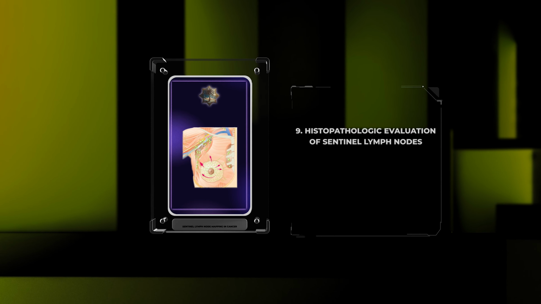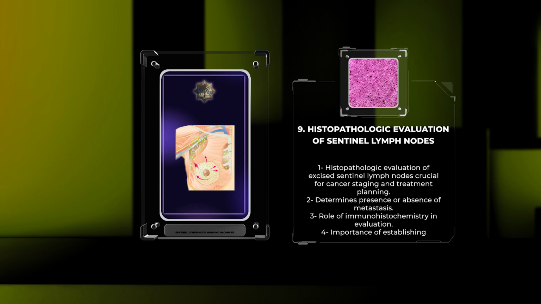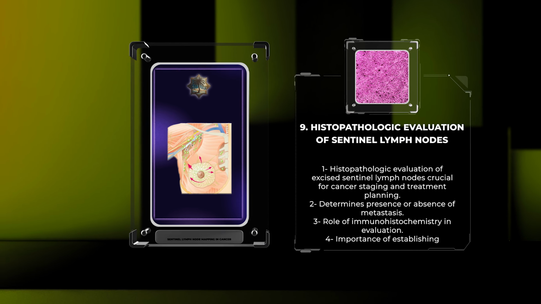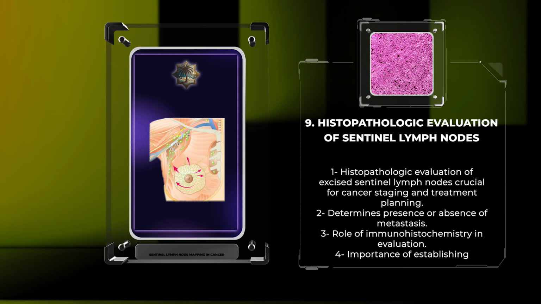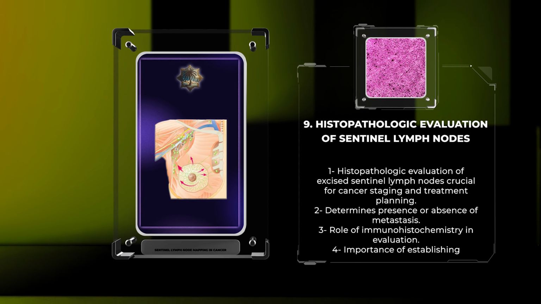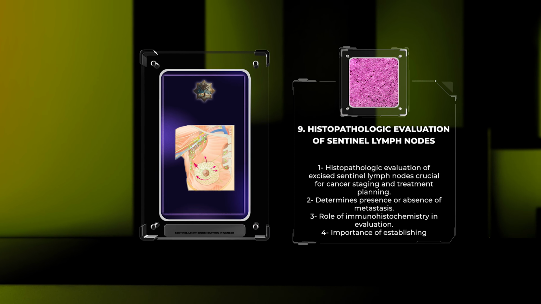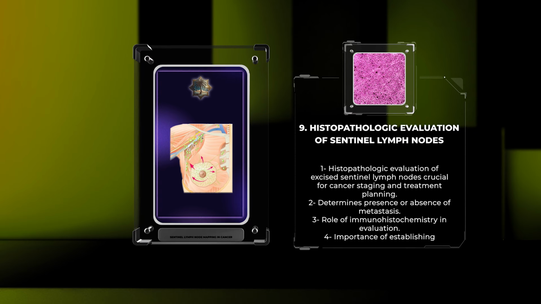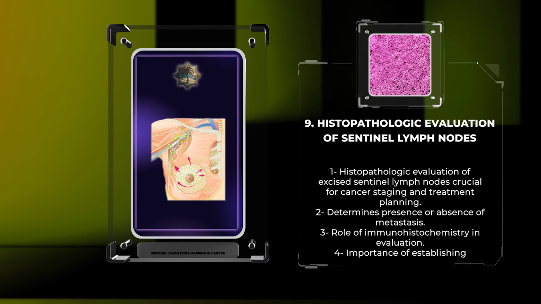Histopathologic evaluation of excised sentinel lymph nodes aids in determining the presence or absence of metastasis and provides crucial information for cancer staging and subsequent treatment planning. This section elucidates the histopathologic techniques employed, the role of immunohistochemistry, and the significance of establishing standardized protocols for sentinel lymph node evaluation. Accurate histopathologic assessment is pivotal in guiding patient management decisions and assessing prognosis.